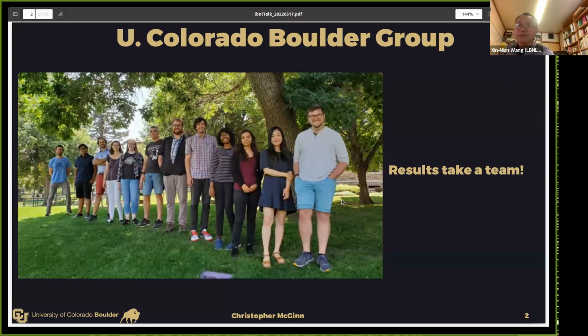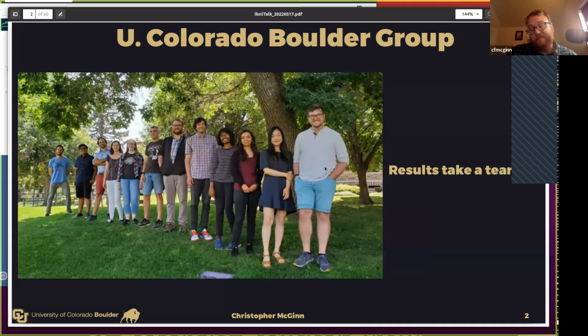Okay. So before getting to those three results from our group, of course, this is a group effort. I have a photograph of our group here at University of Colorado. Some faces here should be recognizable. Jamie and Dennis, if you're able to follow my cursor here, I can point them out.